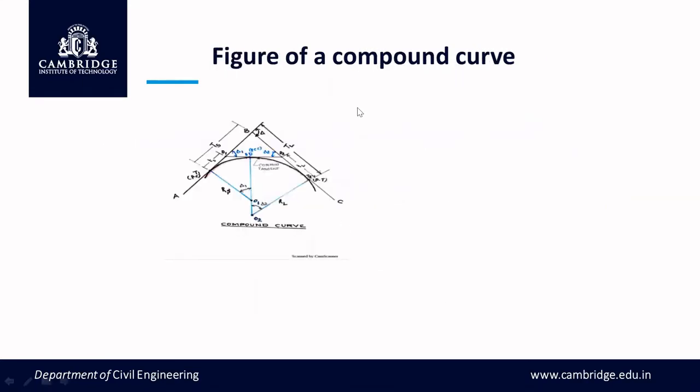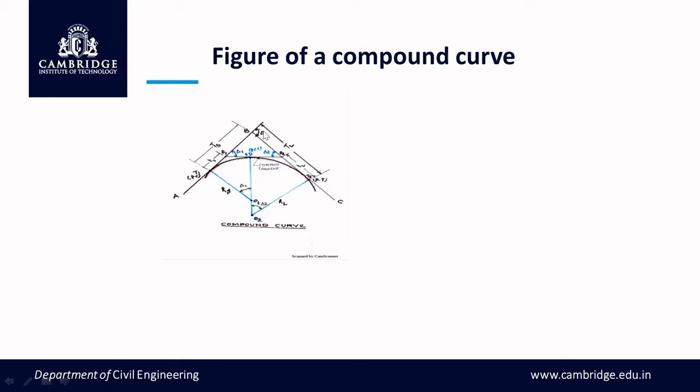Figure of a compound curve. See, this is the sketch of a compound curve in which there are two circular arcs of radii Rs and Rl. Rs is the smaller radius, Rl is the bigger radius. And AB and BC are the tangents. AB is called the rear tangent, BC is called the forward tangent.